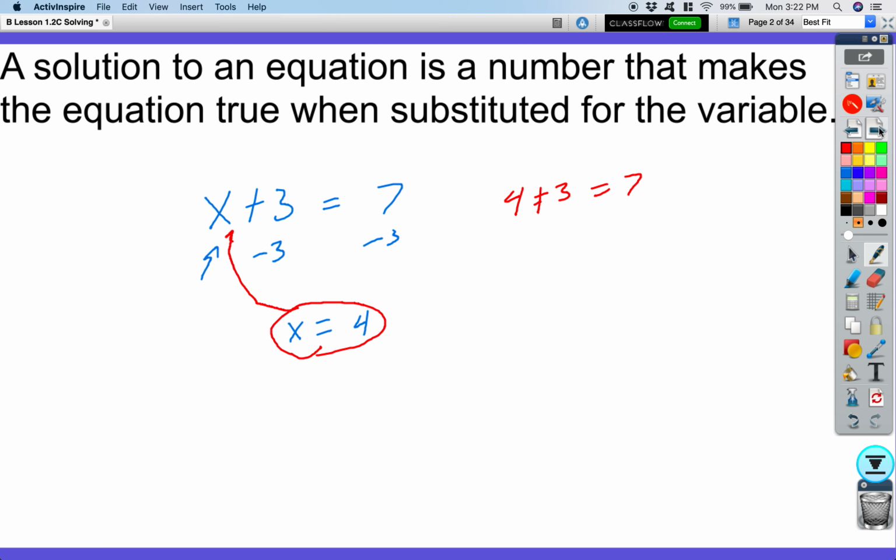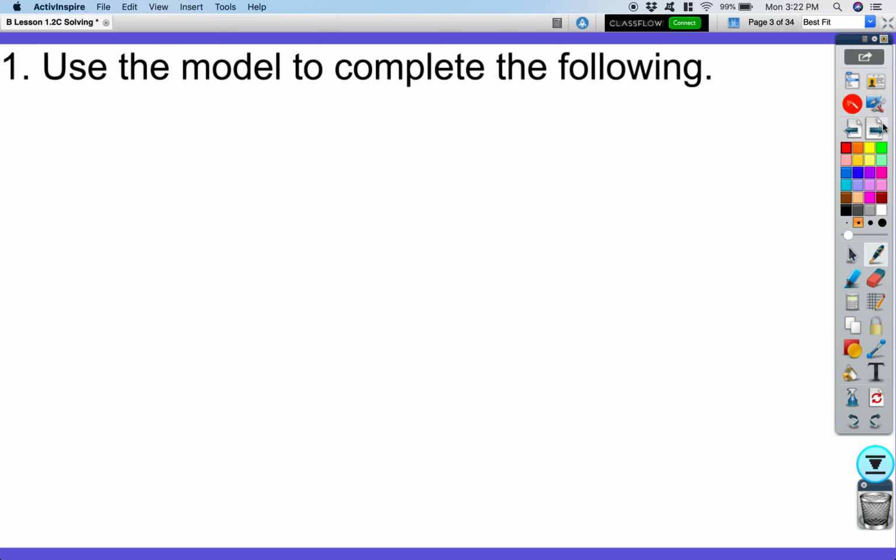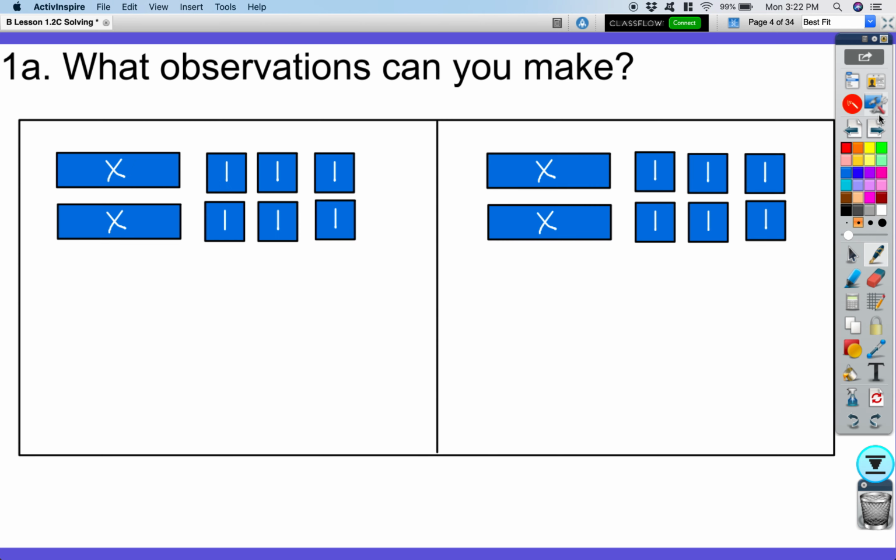But now we're looking at stuff with special outcomes. So it says use the model to complete the following. When I look at this, what do we observe? Now I know we haven't been looking at a lot of models this year, but I really want you to look at this. This is saying I have 2 x's with 6 constants. This also says I have 2 x's plus 6 constants. And what can we observe about this?